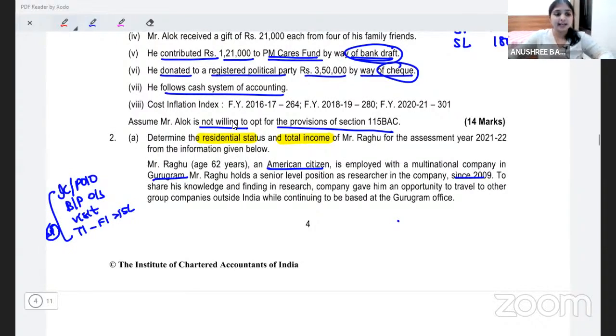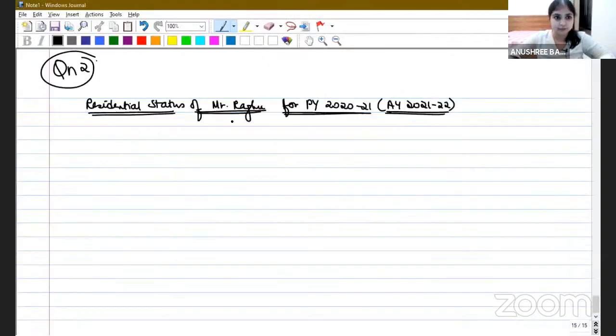Here, we get stuck with the first condition itself. Assessee is an American citizen. He is not an Indian citizen. And also the question does not tell us that he is a person of Indian origin. So at the first condition itself, it gets stuck. Hence, special provision not applicable. So we will apply our old provision, our regular provision itself.